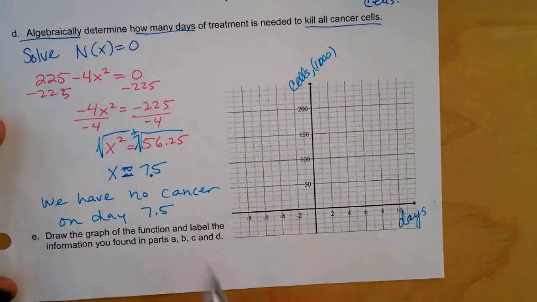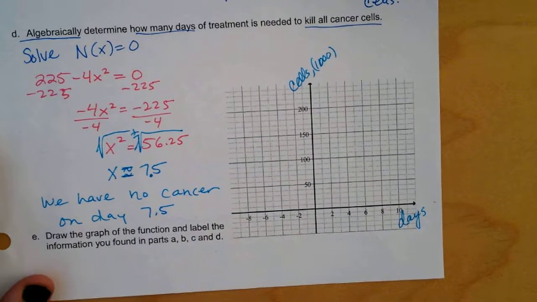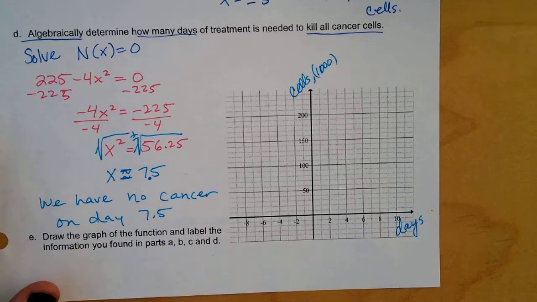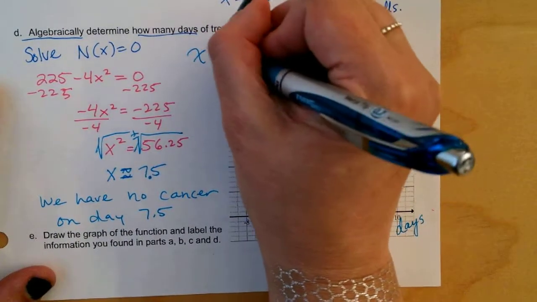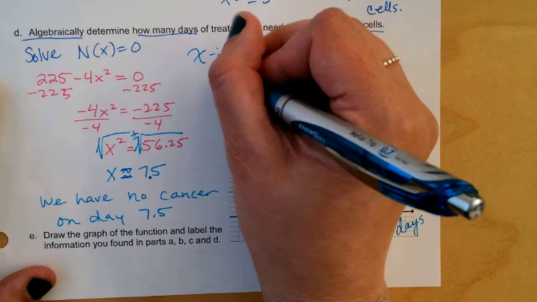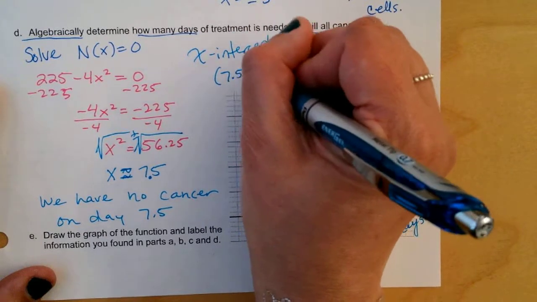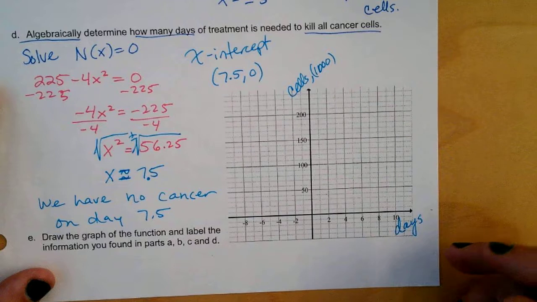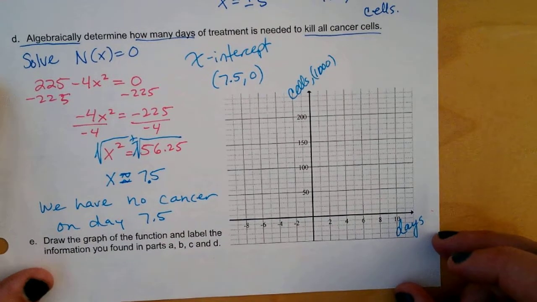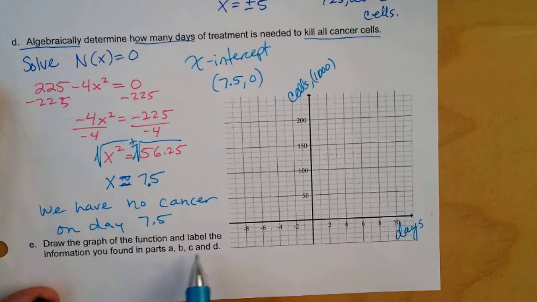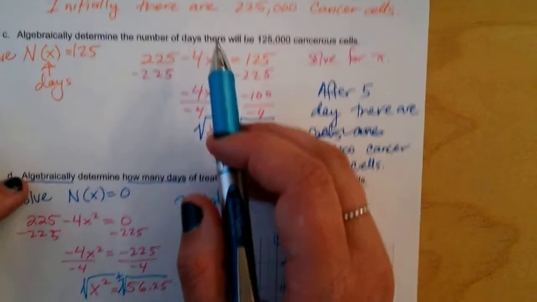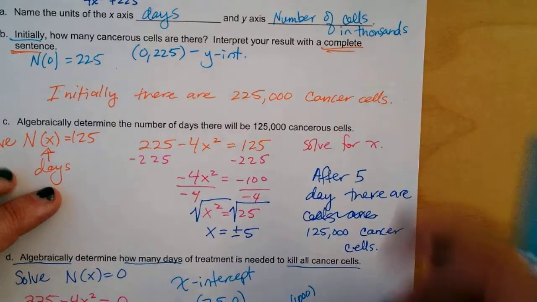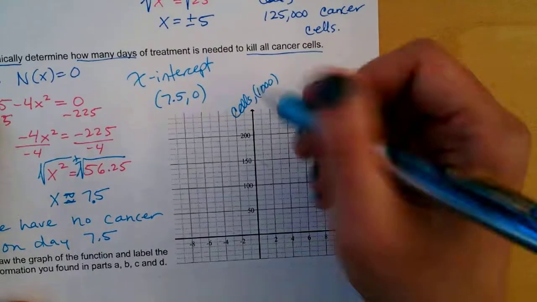So if we're setting this equal to 0 and solving for x, what are we actually finding there? What point is this? If it's x-intercept, yes, the x-intercept is going to be (7.5, 0). So we didn't find the vertex here, but let's plot. Now we want to plot some of these points that we found. So we found up here the y-intercept, (0, 225). So we're going to plot that.